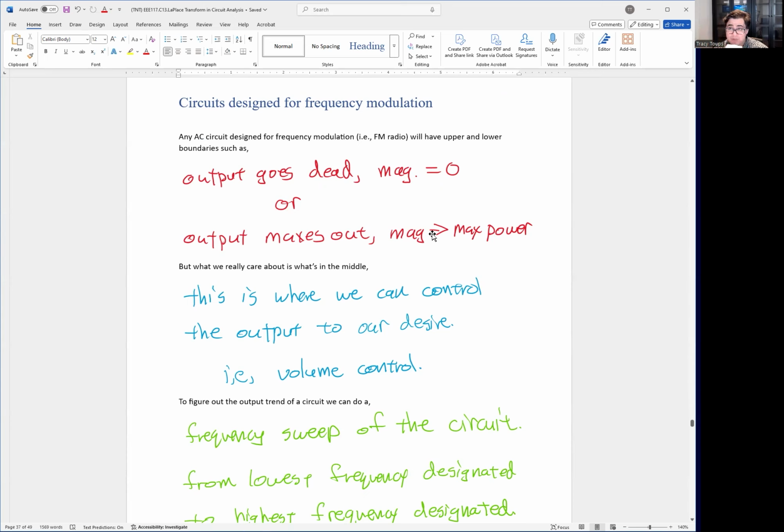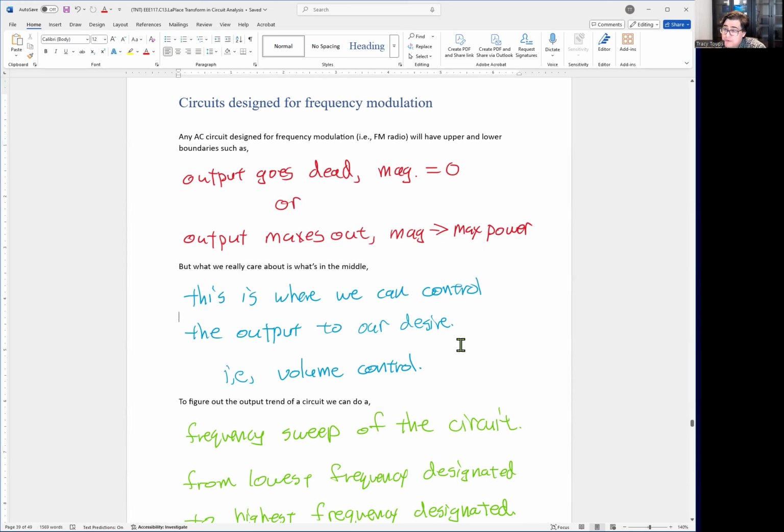And somewhere in the middle is between 100% and 0%. Okay. And the big thing is we want to know how that range works. Is it linear? Is it non-linear? Where does it cross over from low to high? Those are all very important things we need to learn about a circuit. Right? Again, what do we really care about? The middle. This is where we can control the output to our desire.